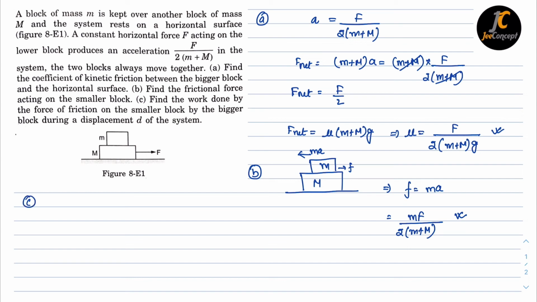Now for part C, we have to find the work done by the force of friction on the smaller block by the bigger block during a displacement d. And now this is quite easy. In part B, we got the frictional force as m times F upon 2 times (M plus m). If we multiply this with the displacement, we will get the work done. So the work done is nothing but mFd upon 2 times (m plus capital M). So this is the solution for the third part.